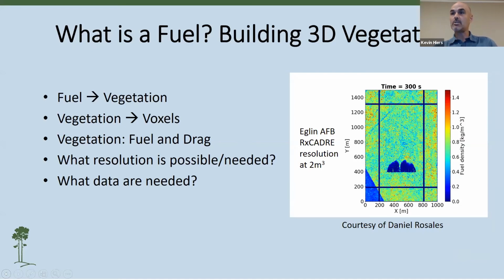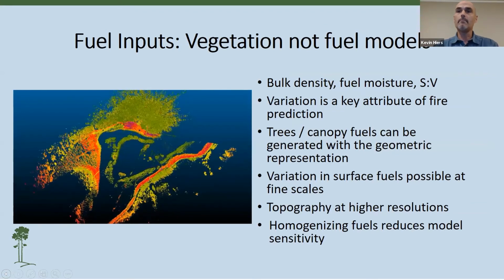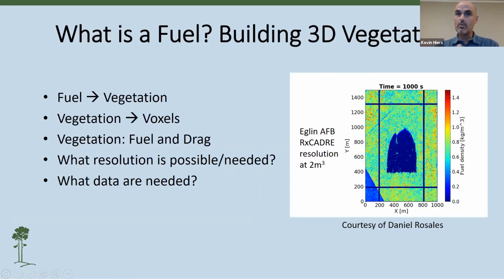Because vegetation is three-dimensional, and then we bend that vegetation up into these cubes called voxels, we need to be thinking about how fuel is represented, or that vegetation is represented in these cubes, and what scale of cube is needed. What's important for the questions that you're asking, whether it's fire behavior, fire effects, or smoke dispersion. I'm going to back up just a second. And then, what data go into each of those cubes is going to be really, really important.